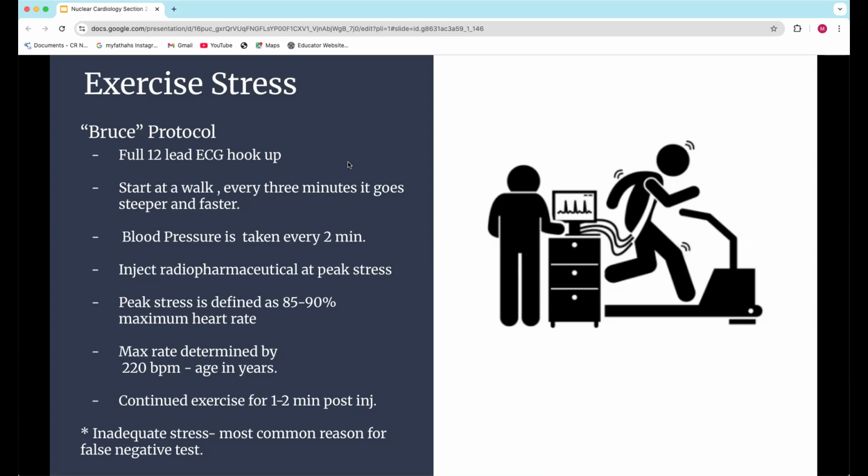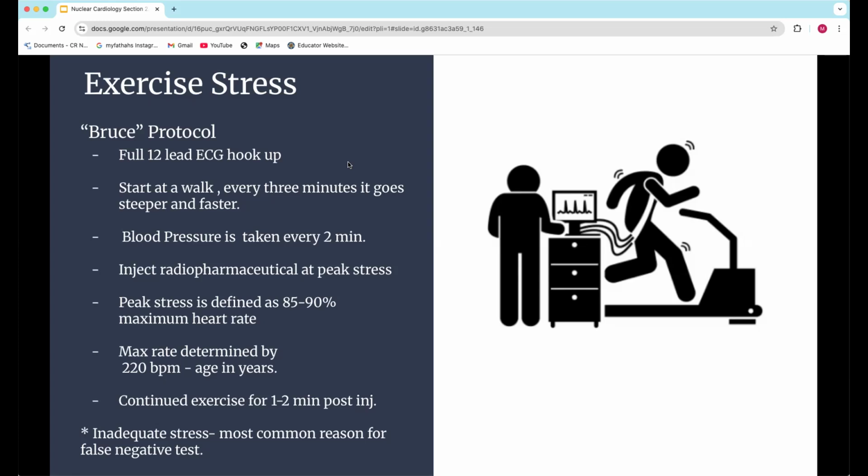Blood pressure is taken every 2 minutes and recorded, and we're going to inject the radiopharmaceutical at peak stress. So what is peak stress? Peak stress is defined as 85 to 90% of maximum heart rate. Well, what the heck is maximum heart rate? That's the next question, right?